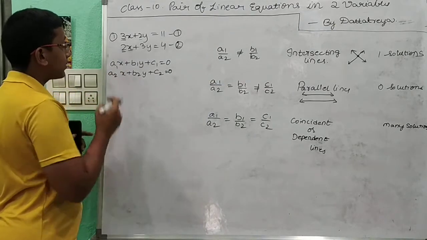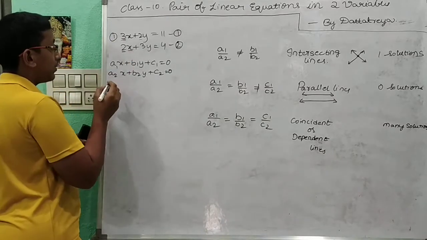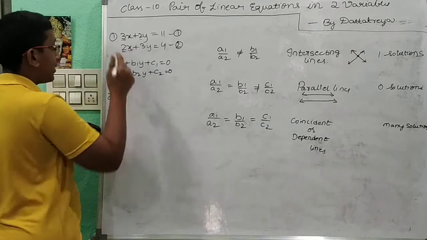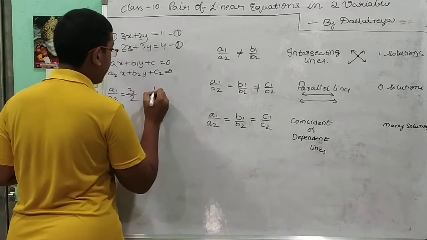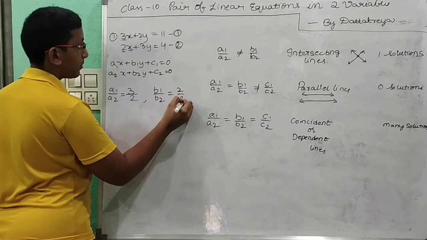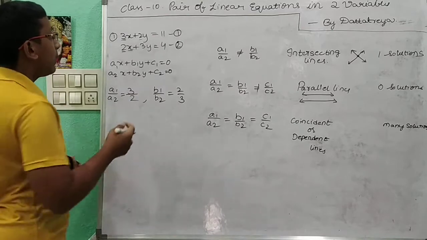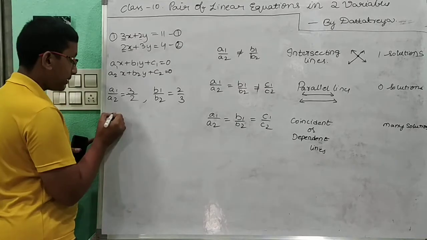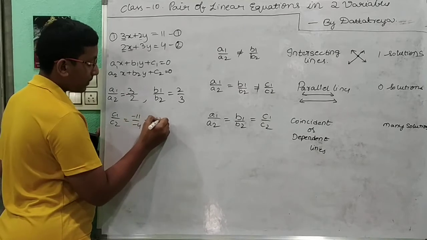So what I said here, a1 by a2, means the coefficients of x. Those are nothing but a1 by a2. In the first equation a1 is 3 and in the second equation a2 is 2, so a1 by a2 is 3 by 2. Next, b1 by b2 is 2 by 3. And next, c1 by c2: if 11 and 4 are there and you bring them to this side, they become minus. So c1 by c2 will be minus 11 by minus 4, which is 11 by 4.